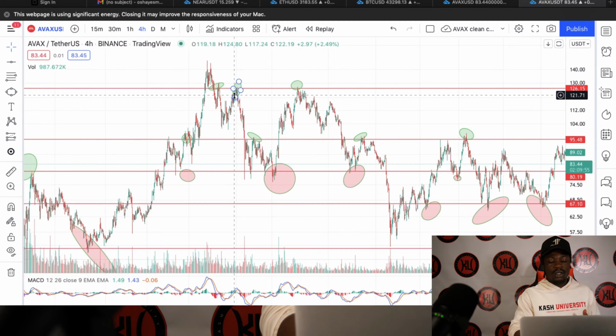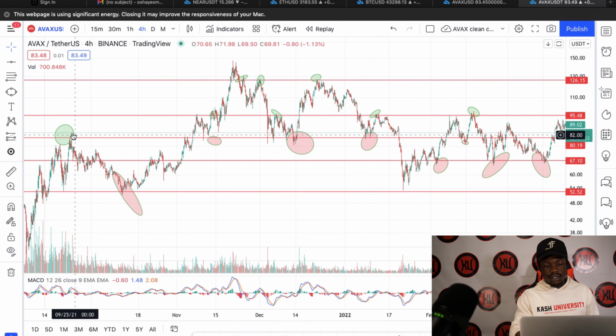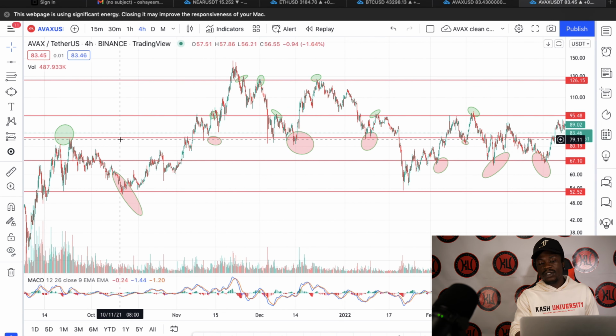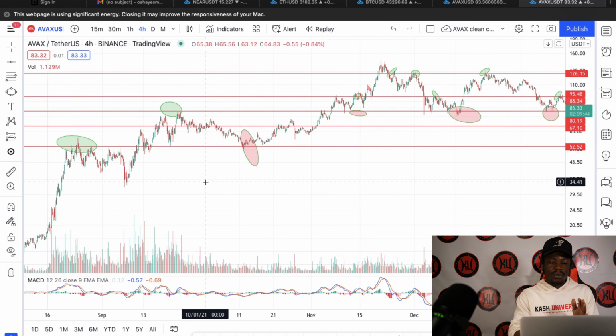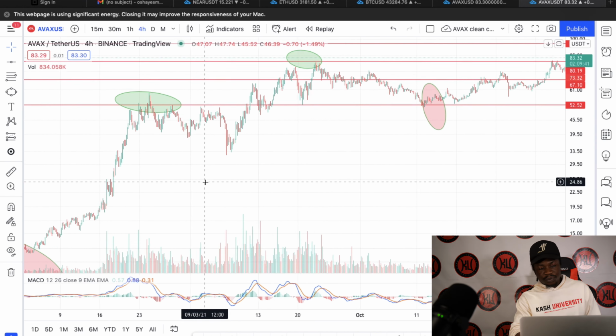Resistance is the ceiling where price cannot break above, and support is like the floor where price cannot break below. So that would be the tested of support, where price didn't really break below, but it touched it. Now I'm going to show you guys what a tested of resistance is first. All these green circles are tested of resistance, and all the red ones are tested of support. So don't worry about the red ones right now. Just focus on the green ones that I'm showing.